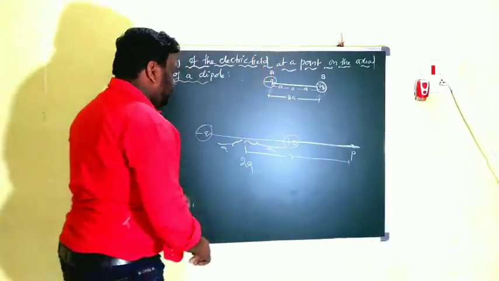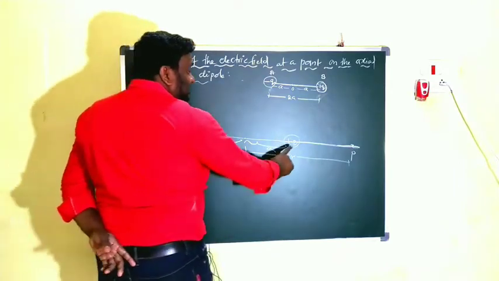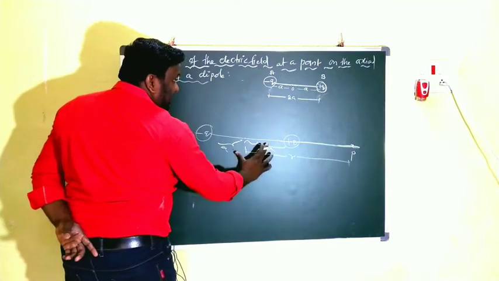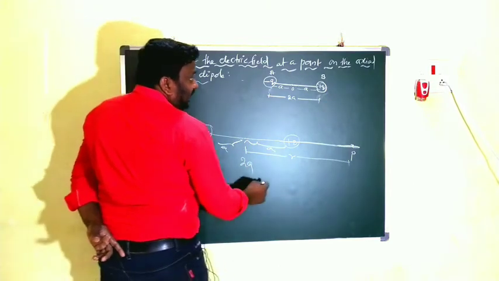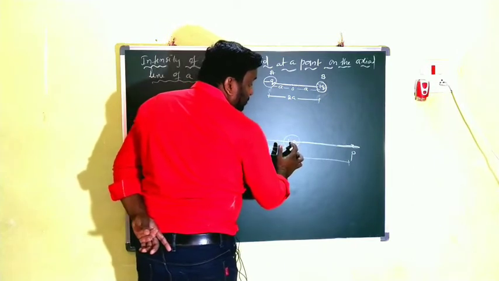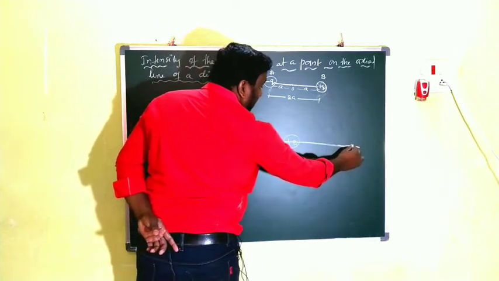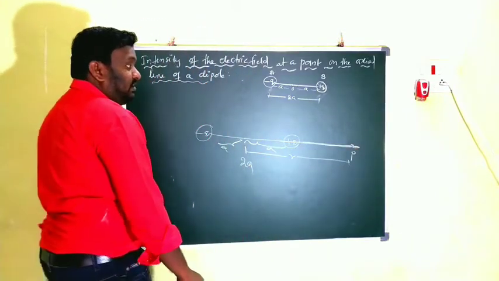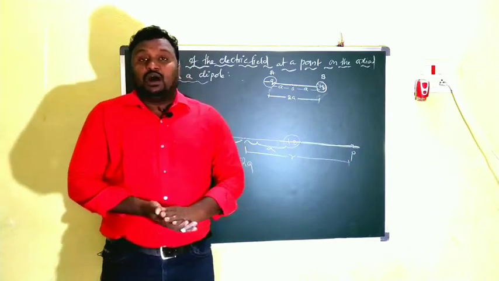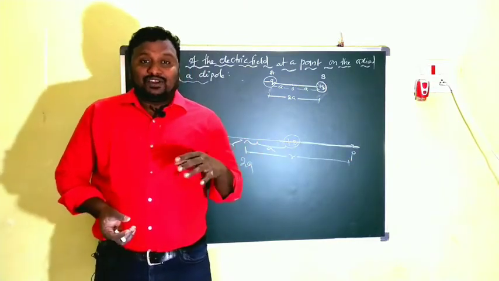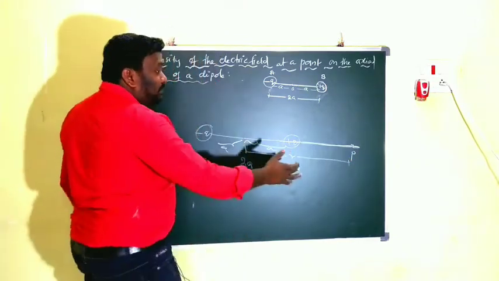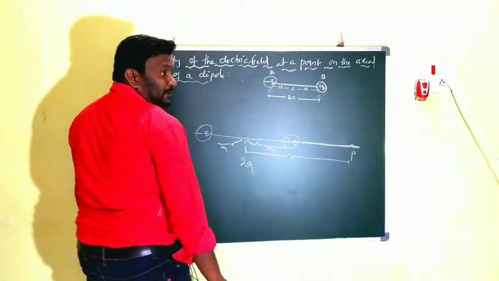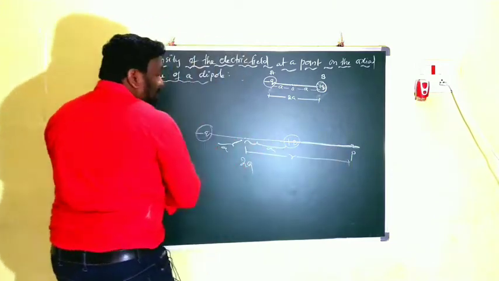Look here. This is the minus q and this is the plus q. That is what? A dipole. Of length what? A to A. Clear? And on the axial line we select one point. This is the axial line. This is the point. Clear? At this point we have to find the electric field intensity. So that point is at a distance of r from the midpoint.